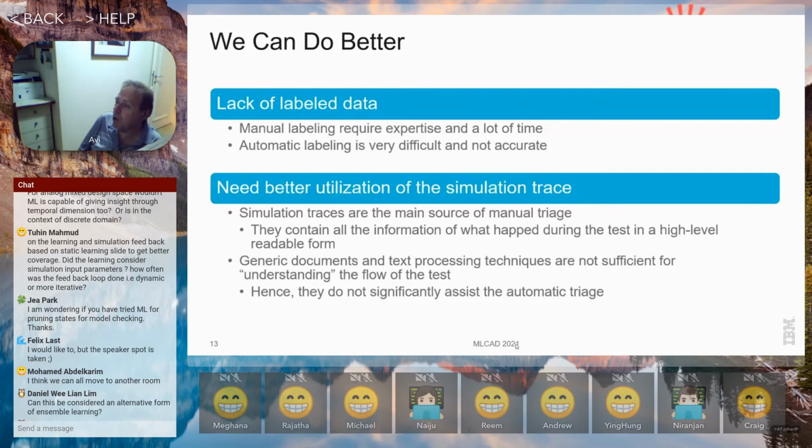And there, our problem was that basically what we use are generic document and text processing techniques, and those are not sufficient. They are not sufficient to understand what's happening in the test, and therefore they cannot be very helpful in assisting the automatic triage. Again, we can do better because those documents actually have, in a lot of cases, semi-structured data that can be used, and I will talk about it at the end.